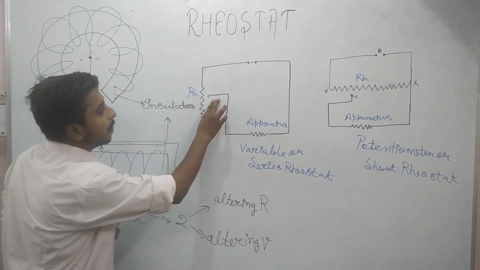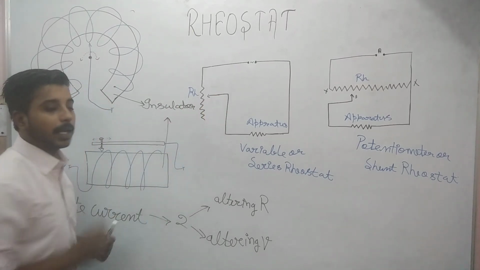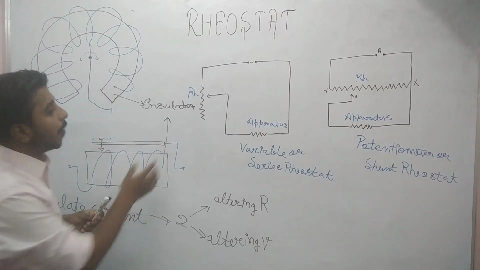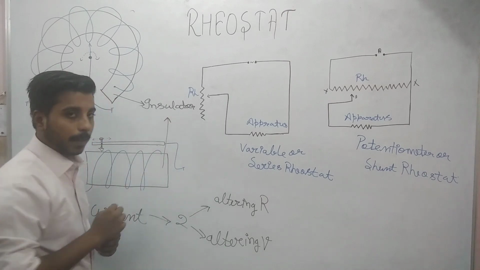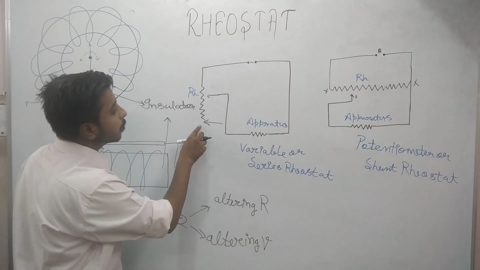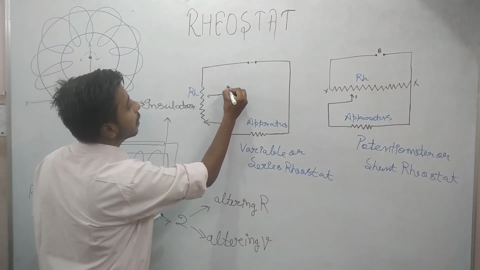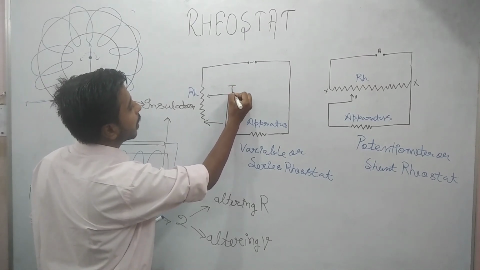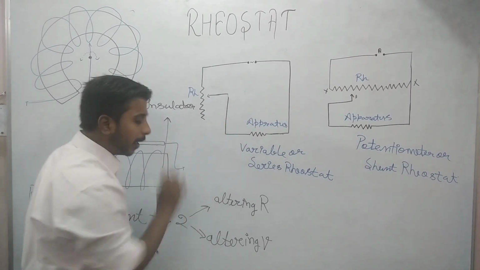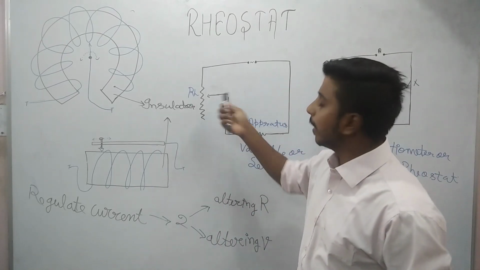Now if I place this attachment here and here, what is the difference? I have told you in simple words that when I place this here, then I will use the whole part of the rheostat, and if I am placing it here, I am using a small part of the rheostat. But you will ask what is the difference between using this part and this part.